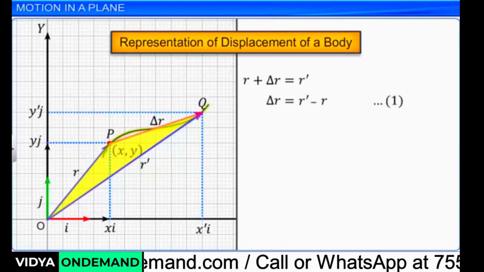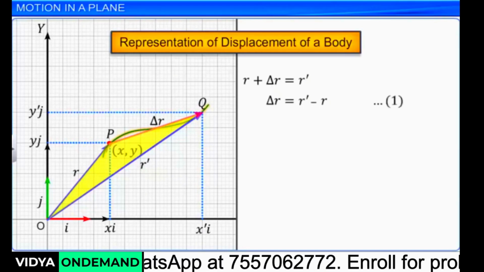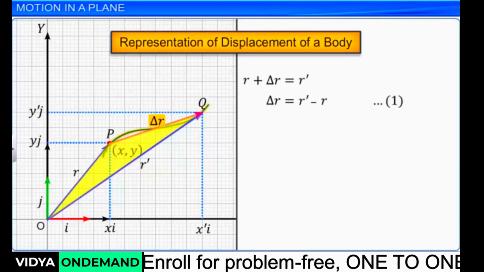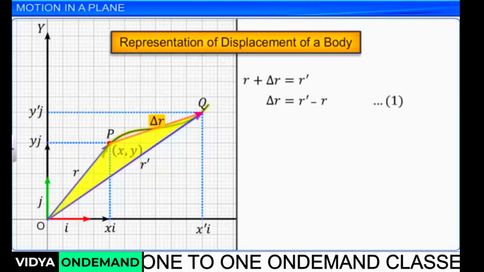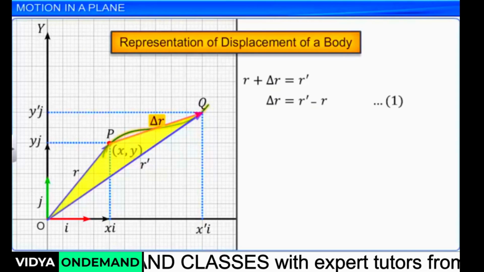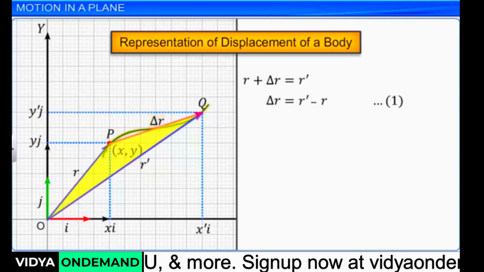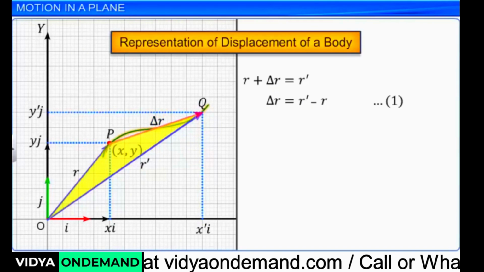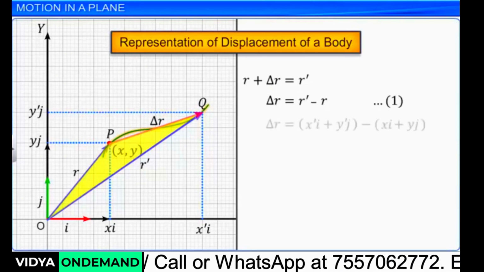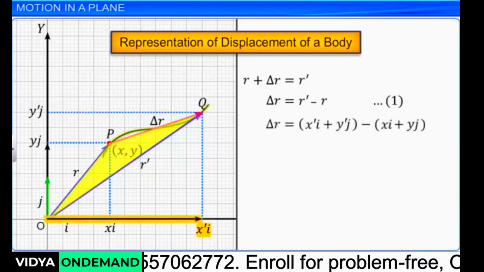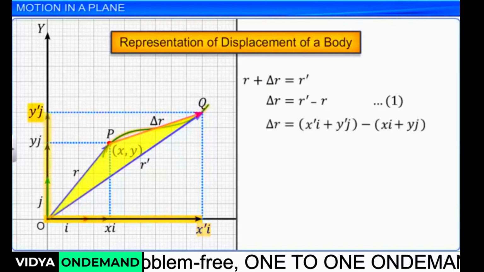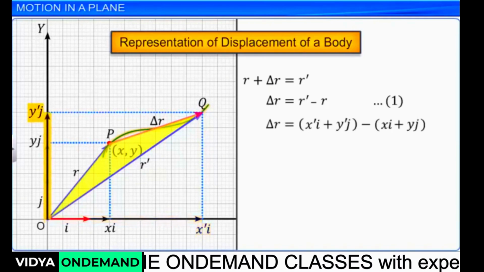We can write equation 1 in component form as delta r = x dash i + y dash j - (xi + yj), which is equal to (x dash - x) i + (y dash - y) j.